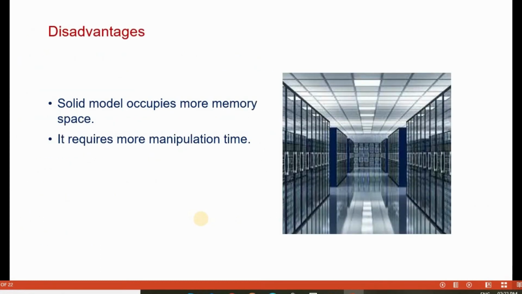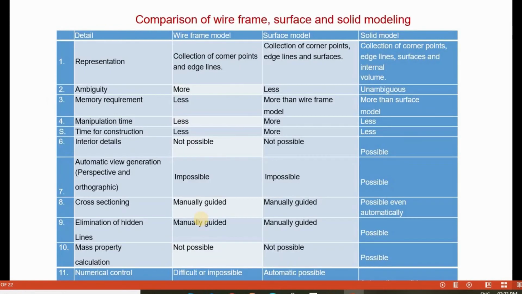Some few disadvantages also of solid modeling: because it needs the complete, entire geometrical data, it needs more space for occupying the memory. It requires more space to store the various mathematical descriptions and components of the solid model. It requires more manipulation time due to the complete information of the solid model. So now we can compare the wireframe, surface, and solid modeling.